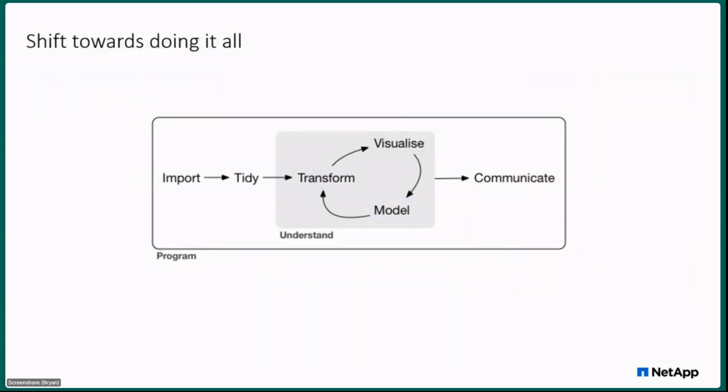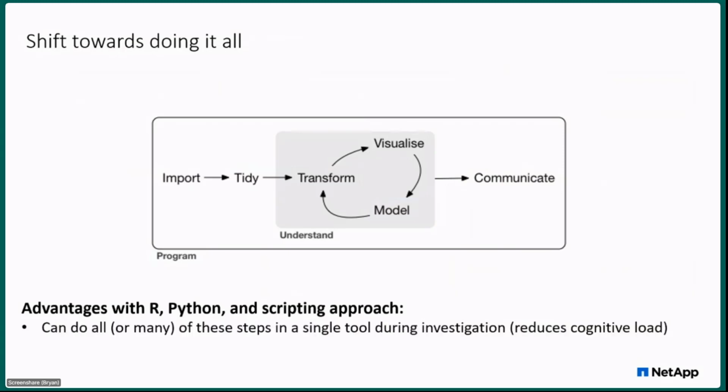I think, though, that there's been a shift towards doing all of these things together. If you look at any of these individual tools, they've expanded their scope a lot. Like if you think about Tableau, for example, Tableau Prep has become their big focus, where they're now trying to do all the transformations within Tableau. And I think this is where Python and scripting-based approaches in general really excel: you can do many of these different steps in one individual tool, and doing this reduces some cognitive load. So that's one advantage.